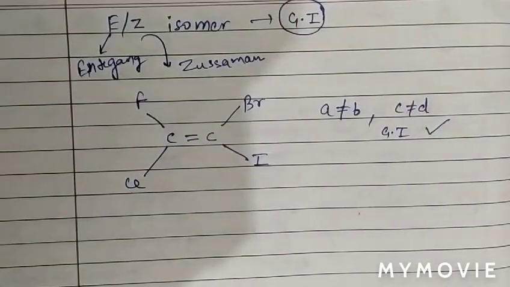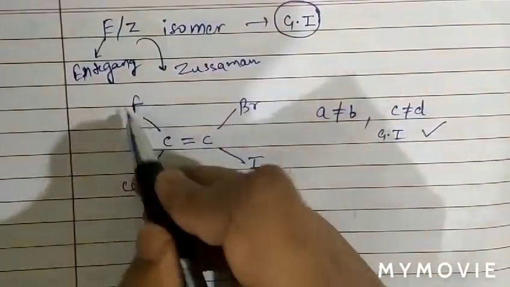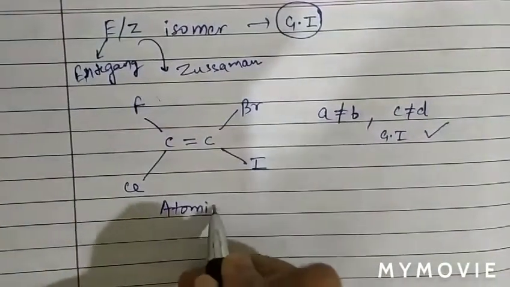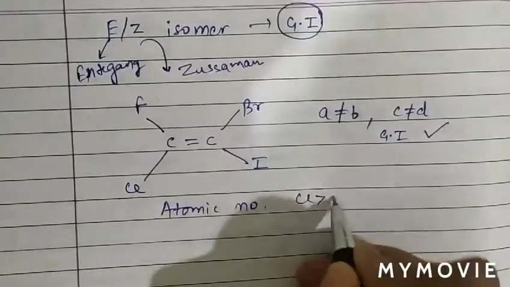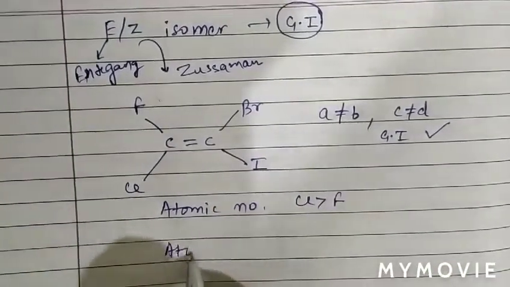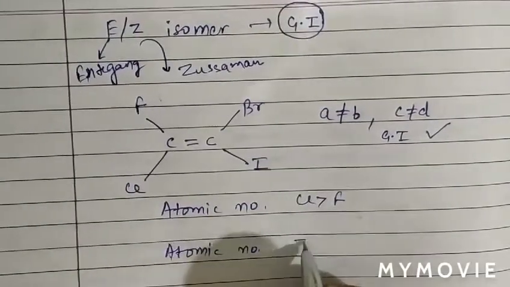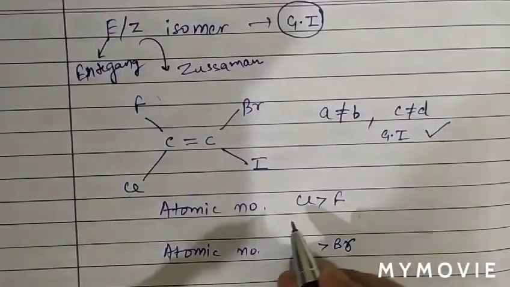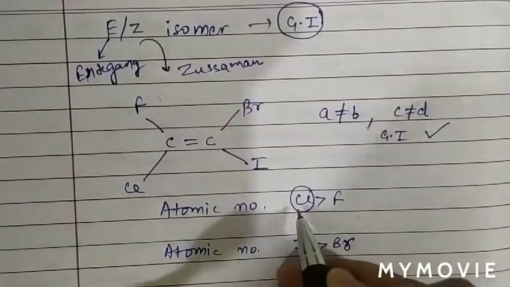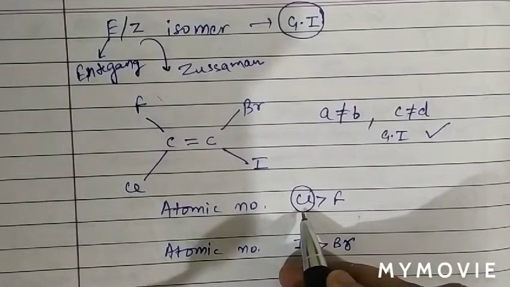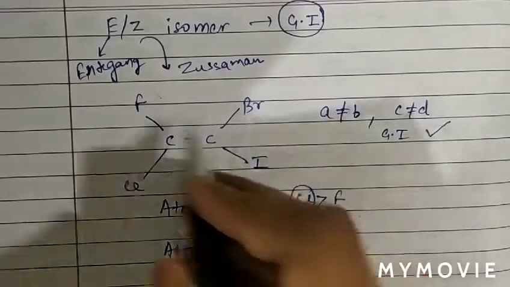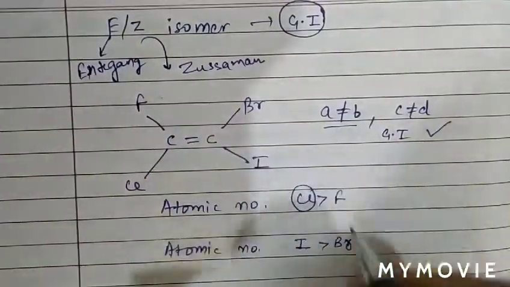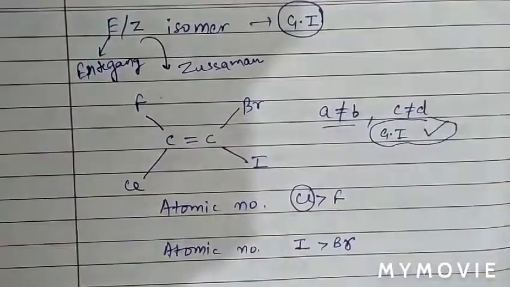Now in this case we look at the atomic number basis. As we know, the atomic number of chlorine is more than fluorine, and the atomic number of iodine is more than bromine. So the atom with higher atomic number gets priority number 1. In fluorine and chlorine, A is not equal to B and C is not equal to D, so it can show geometrical isomerism.